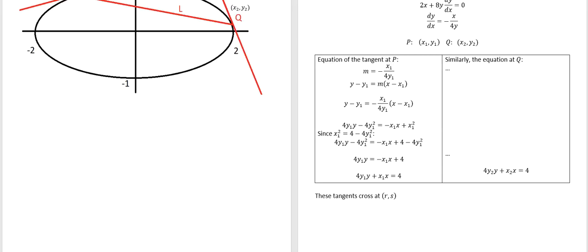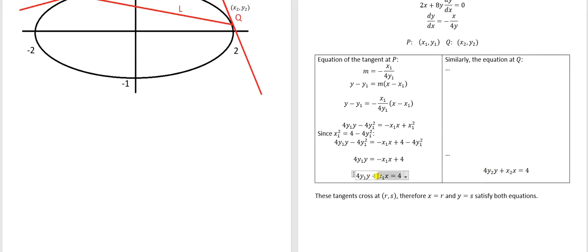What we really want is to end up with a result in terms of r and s. So x equals r and y equals s satisfy both equations. That's the key thing that r and s have in common, that if x is r and y is s, then that point satisfies this equation, but also simultaneously this one.